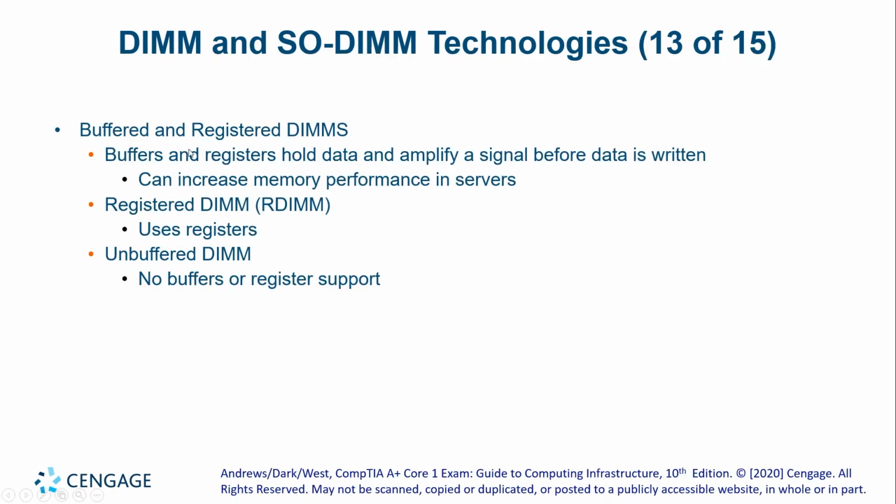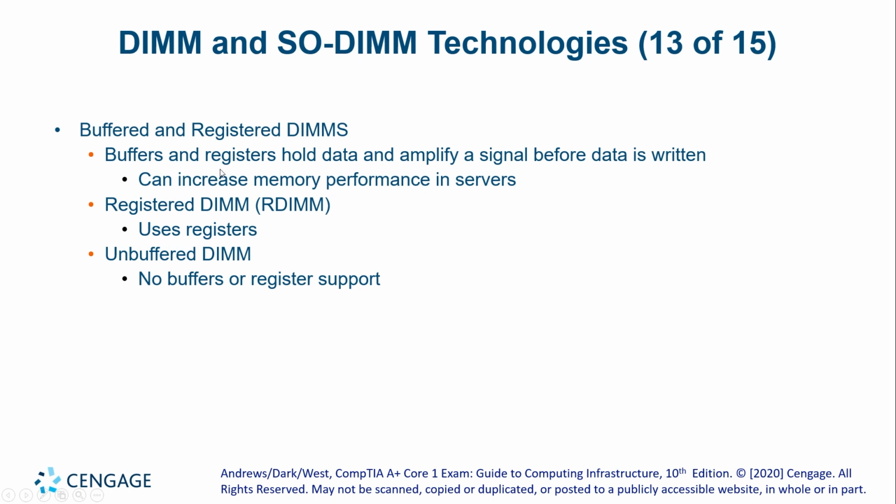Buffered and registered. Buffer basically is a little faster because it has a buffer to hold data, and so it holds data until it has a full buffer, and then it sends it all in one big burst. Essentially, it can increase memory performance. Okay, buffered and registered DIMMs. Buffers and registers hold data and amplify signal before data is written. This can increase the memory performance of a server.